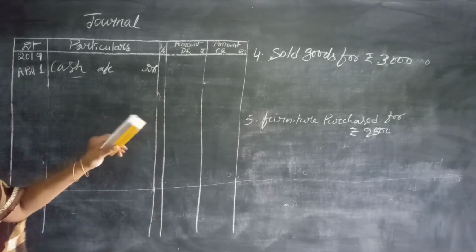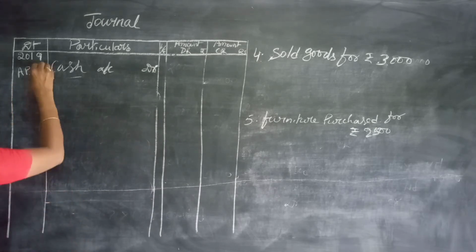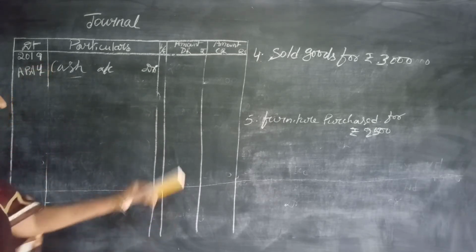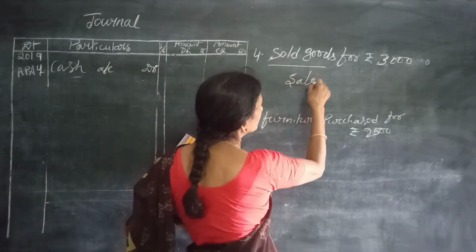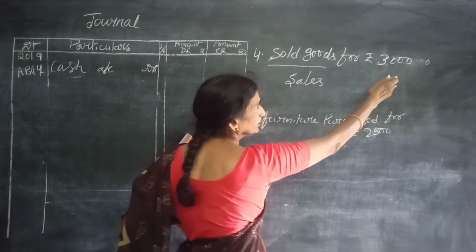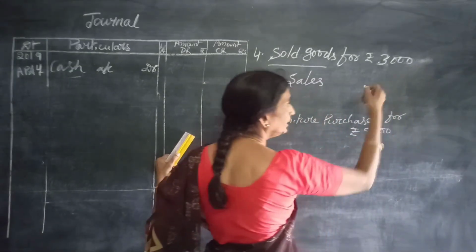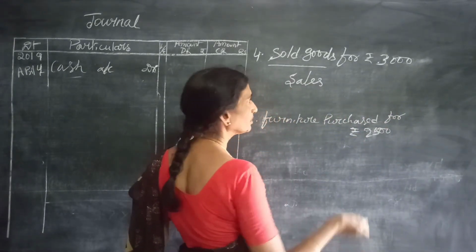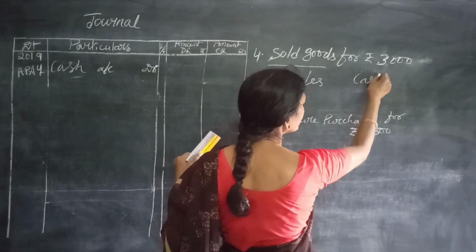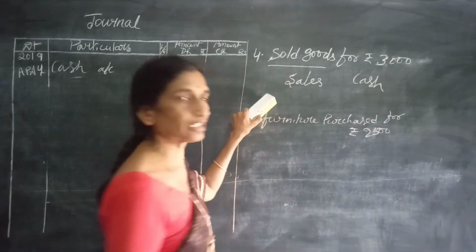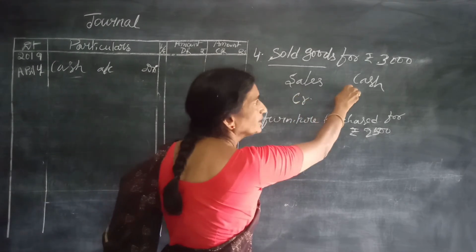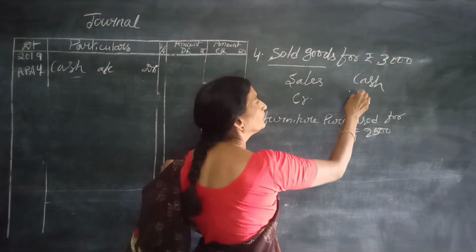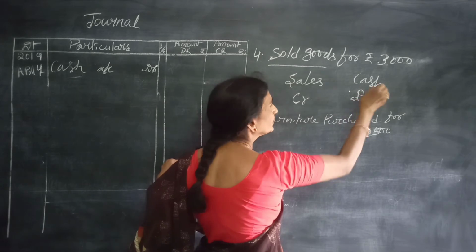See here, sold goods for rupees 3,000. See here, two accounts involved on sold goods means sales, and nothing is mentioned after the amount about from where we have purchased it, therefore it is treated as cash. Here sales, revenue, increase of revenue, so credit, cash is being received here, so debit. Why? Because increase of cash.